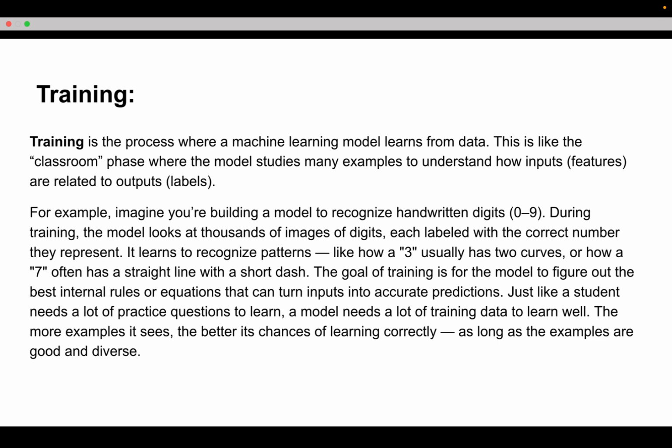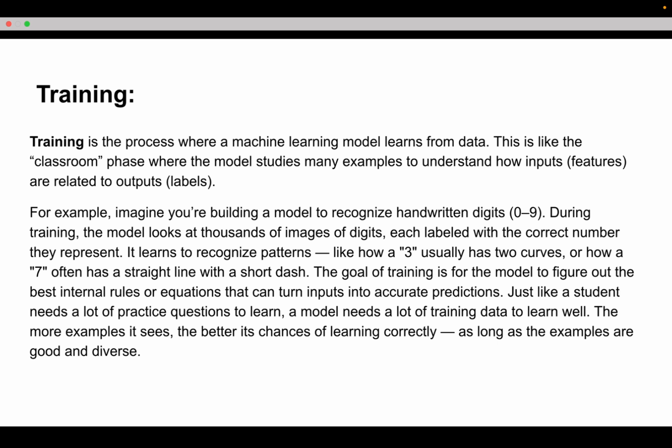For example, imagine you're building a model to recognize handwritten digits from 0 to 9. During training, the model looks at thousands of images of digits, each labeled with the correct number they represent. It learns to recognize patterns like how a 3 usually has two curves, or how a 7 often has a straight line with a short dash. The goal of training is for the model to figure out the best internal rules or equations that can turn inputs into accurate predictions. Just like a student needs a lot of practice questions to learn, a model needs a lot of training data to learn well.